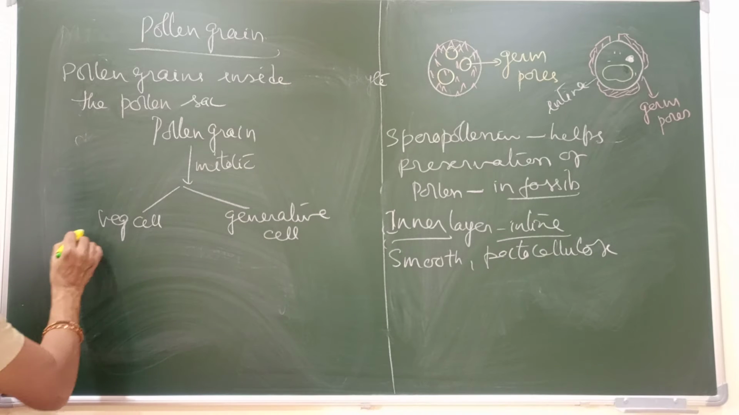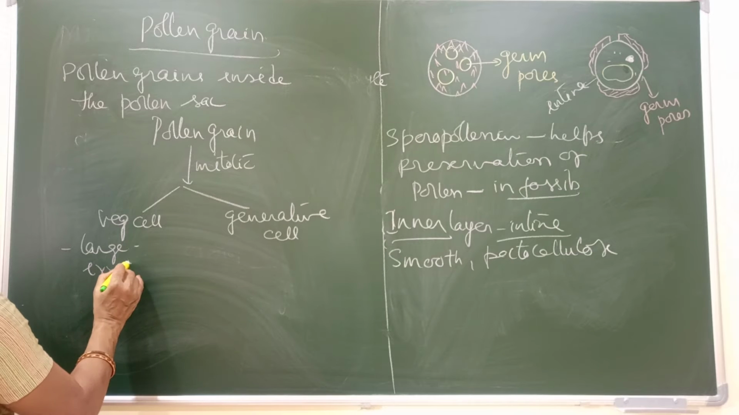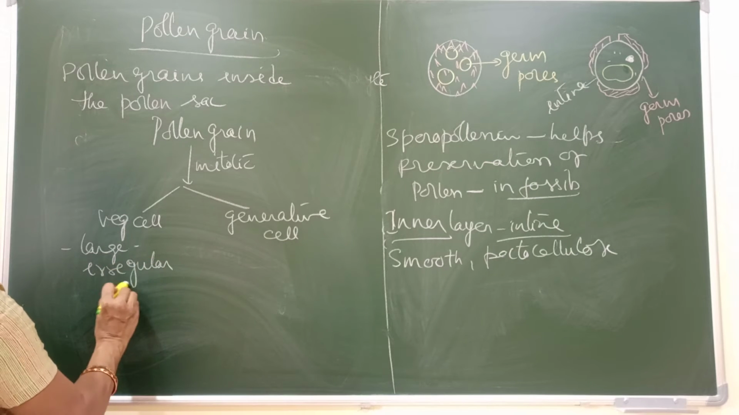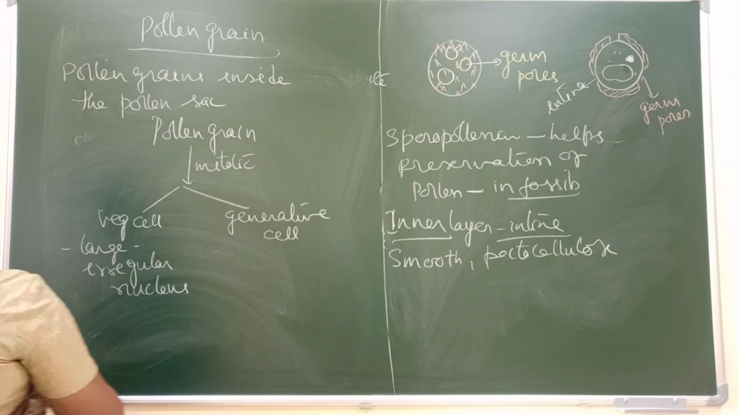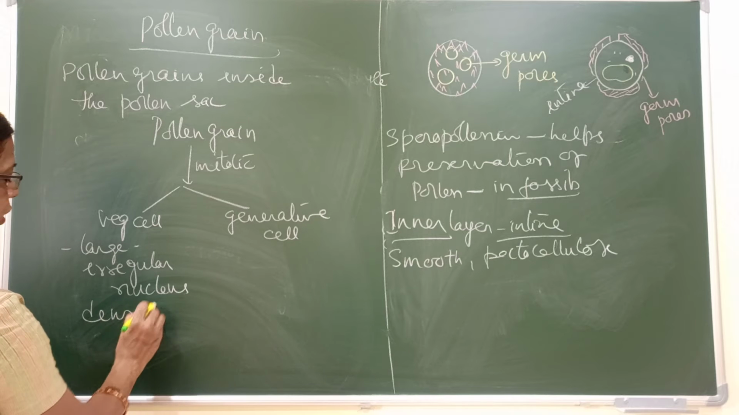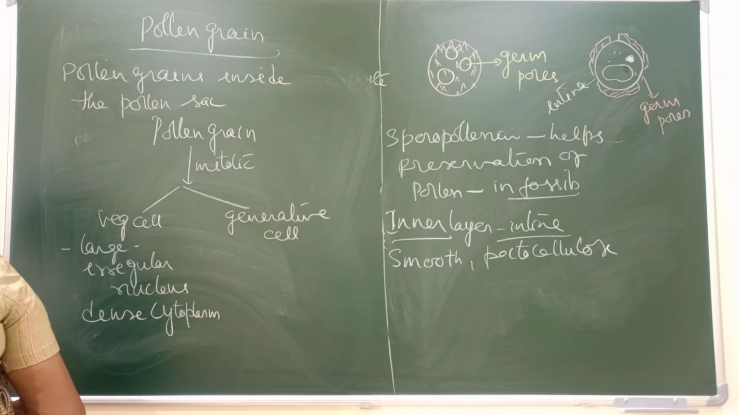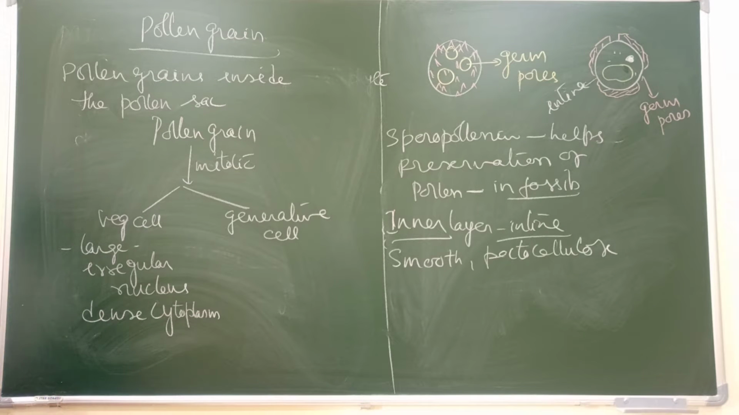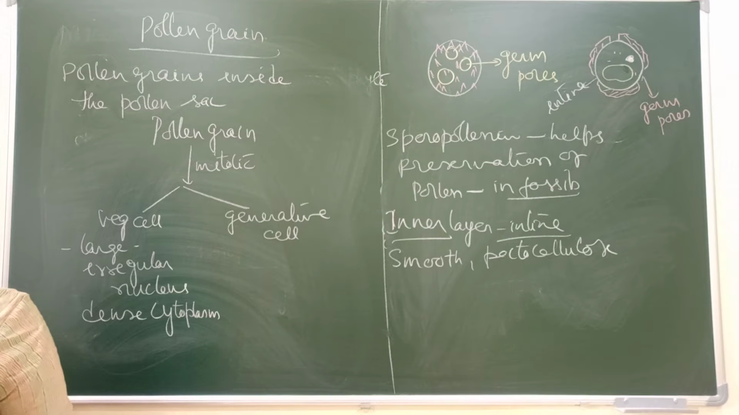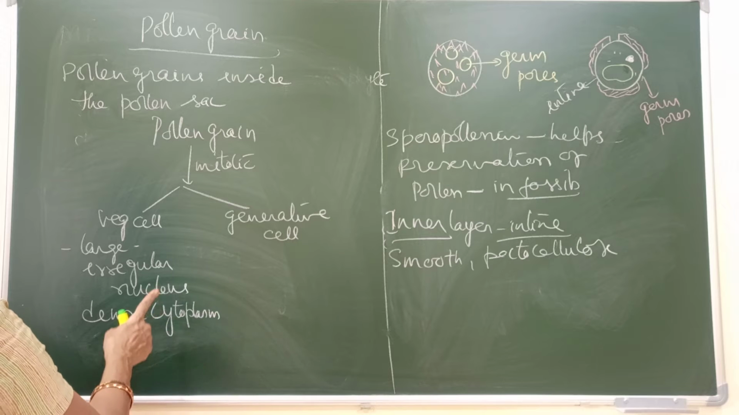The vegetative cell is a large cell with an irregularly shaped nucleus, and it also has dense cytoplasm with food reserves. That is the main feature of the vegetative cell, and it consists of a haploid nucleus.